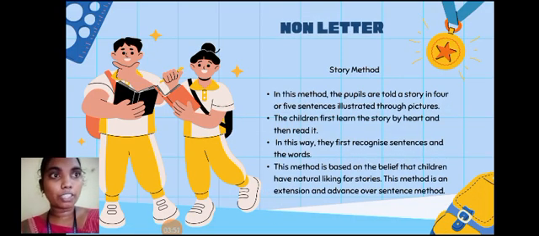Then the story method. In the story method, they learn through four or five sentences illustrated through pictures. They learn the story by heart, then read it. In this way, they first recognize the sentence and the verse. Also, it is based on the belief that children naturally like stories. This method is an extension and advance over the sentence method.